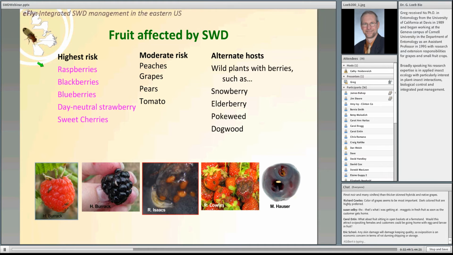I'm looking at a couple of questions here. Eric Sciori says, any skin damage will damage keeping quality, so oviposition is an economic concern in terms of rot during shipping. Oh, that's a good point, Eric. Thanks. So that's another aspect of the damage. So the puncturing of the skin could easily, if there's any kind of surface fungi, or actually we know these flies are probably carrying bacteria and fungus on their ovipositor, so that's a good point. In terms of you get some egg laying, that would shorten your shipping and storage, and that would be a drag.